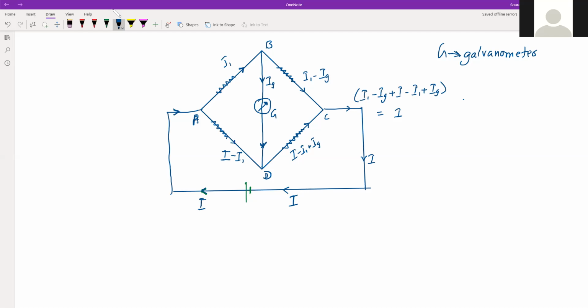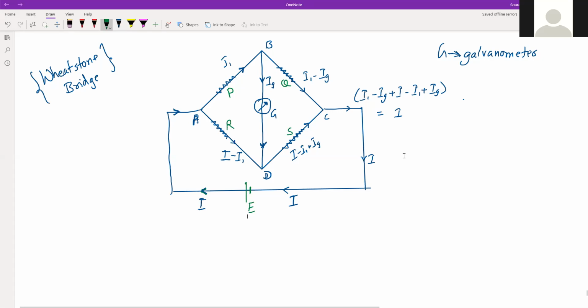Now such an arrangement is called a Wheatstone bridge, right? This arrangement is called Wheatstone bridge. Now there are four resistors here. Let us say that they are P, Q, R, and S. And the EMF of the cell, let that be equal to E, right? So that is the Wheatstone bridge.